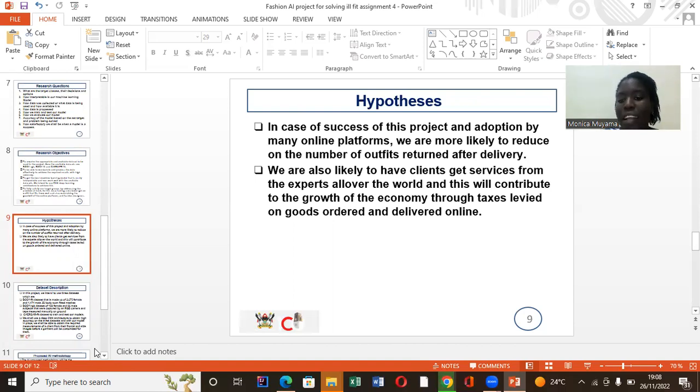We are also likely to have clients get services from experts all over the world, and this will contribute to the growth of the economy. If you're having taxes levied on goods ordered and delivered online, that means we shall be able to track all that and we shall be able to tax them, and it will increase our economy.